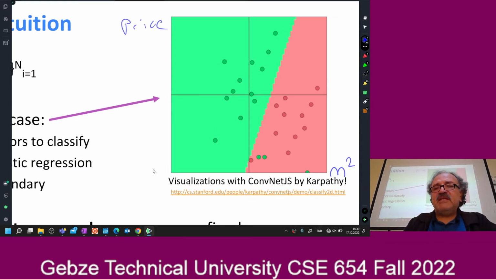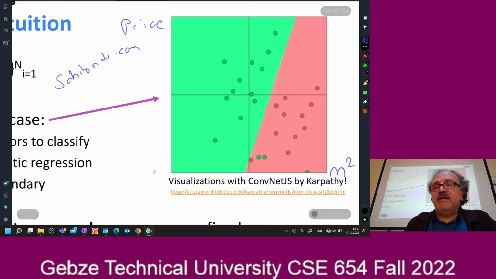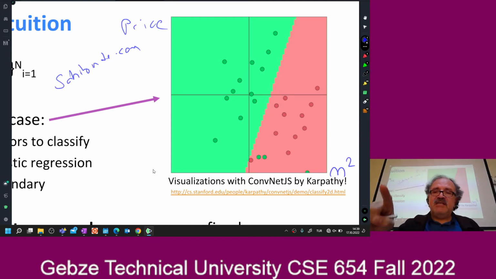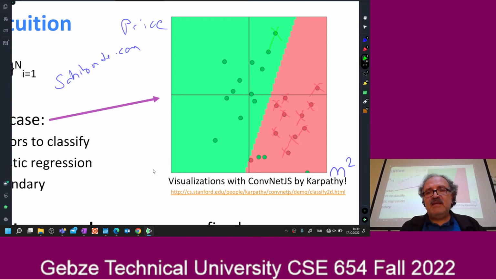So what did I do? I went to sahibindan.com. I read all the entries in there, and I say that I would buy this house, I would not buy this one, buy this, but not buy this, etc. So those that I mark with red are the ones that I want to buy. Those that I mark with green are the ones that I do not want to buy.